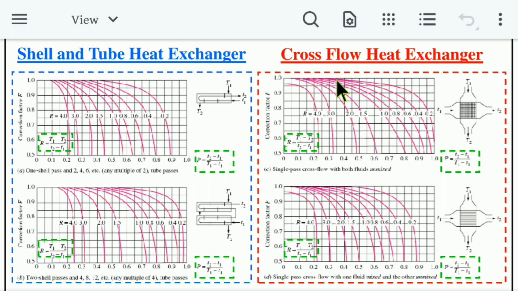These two are cross-flow heat exchangers. Number C: single pass cross-flow with both fluids unmixed. Number D: single pass cross-flow with one fluid mixed and the other unmixed.